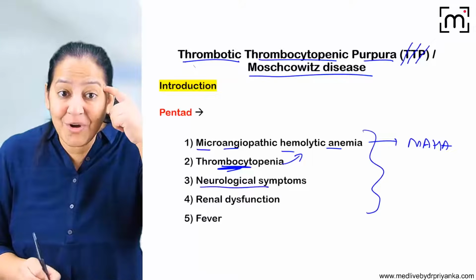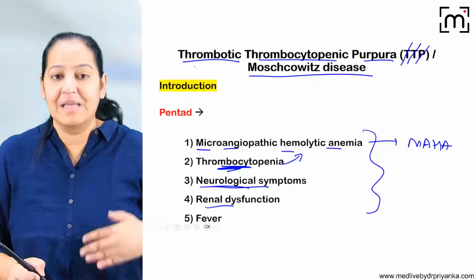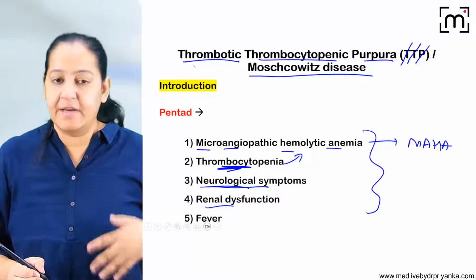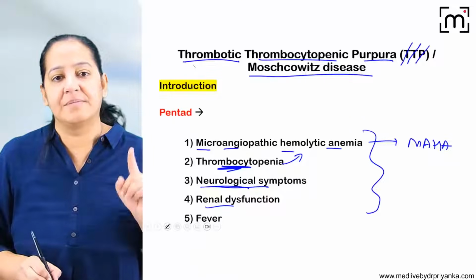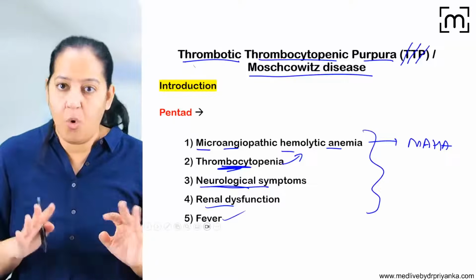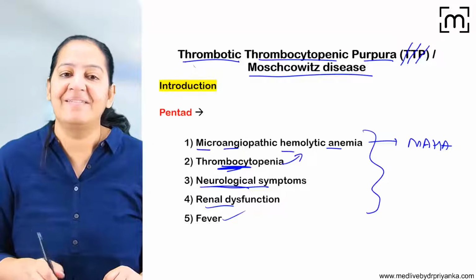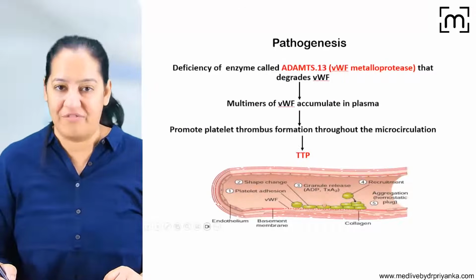It also leads to neurological symptoms and renal symptoms. So the brain is involved and the kidneys are involved. Neurological symptoms and renal symptoms, and it leads to fever. So how it will lead to all, I will explain you. That is the Pentad in TTP. I'll explain you all 5 components.